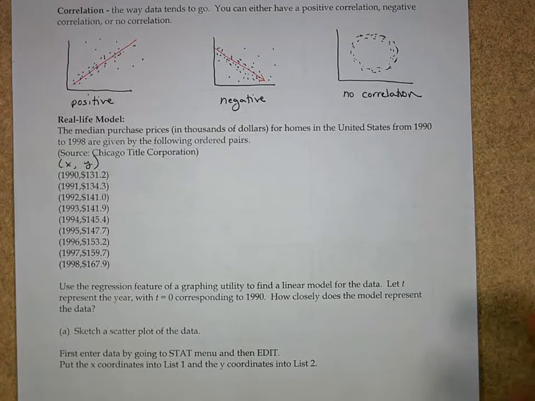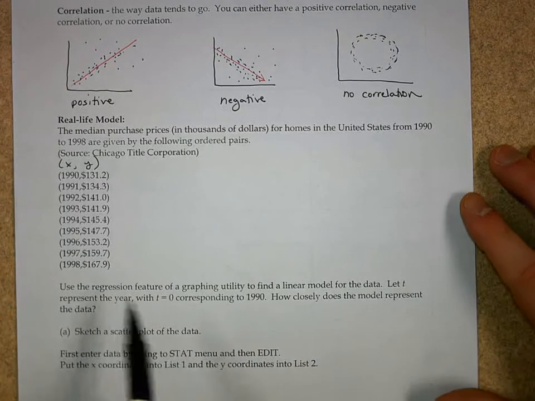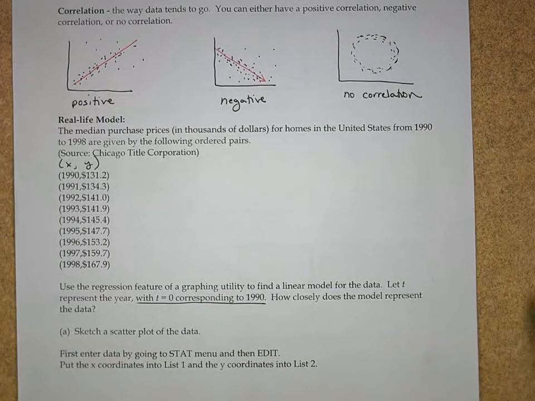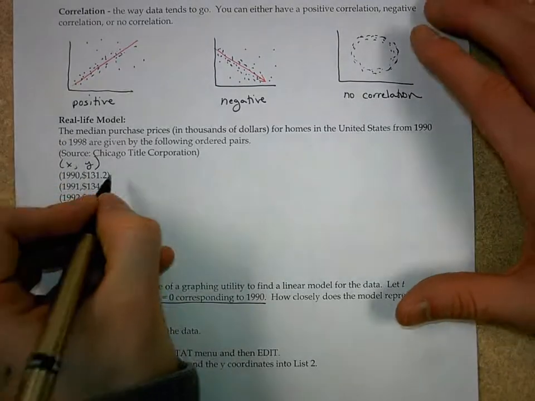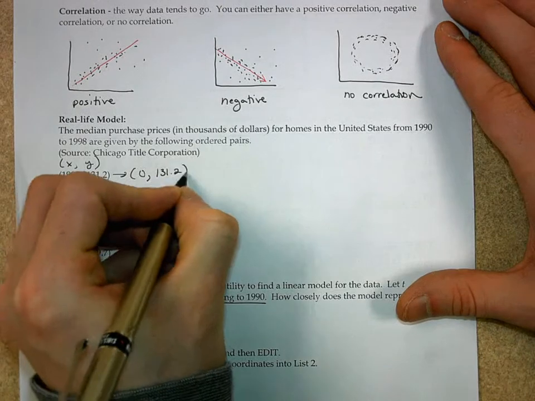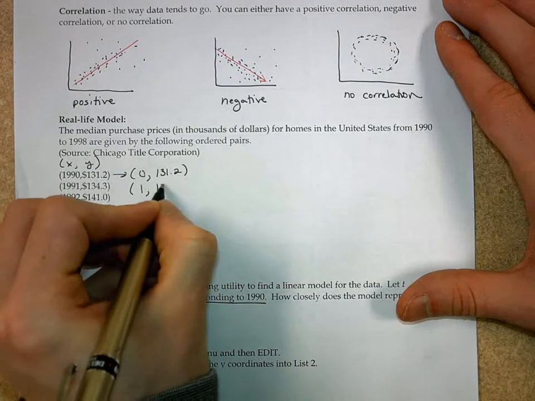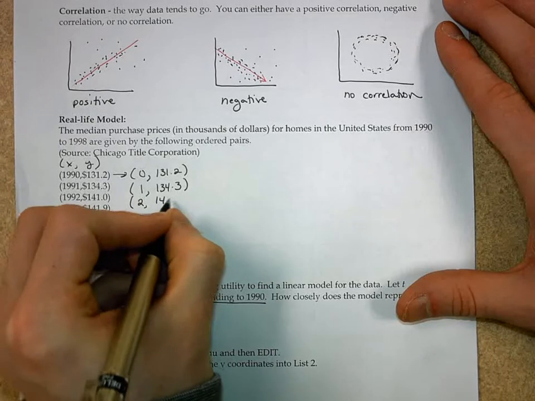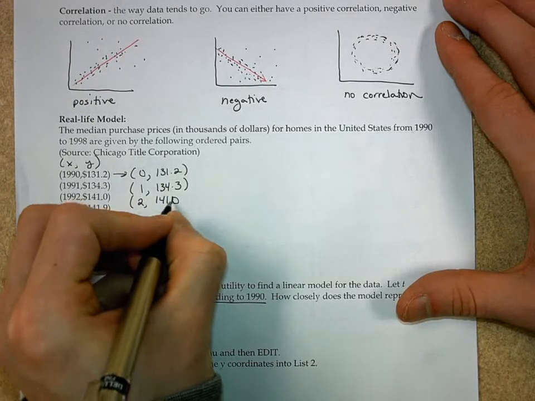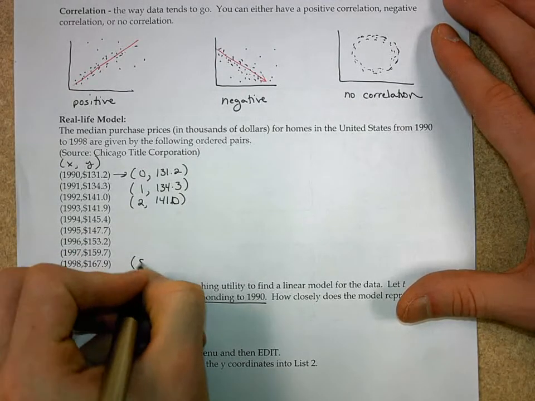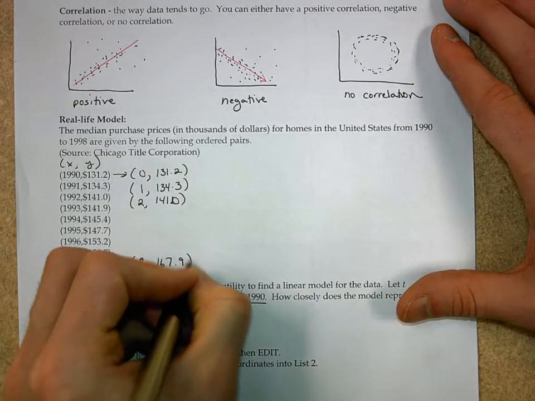So what we're going to do, and it sort of is alluded to down here, we're going to set the time equaling to 1990, or my x value being 1990. So when I put this into the calculator, this is going to be 0, 131.2. This will be 1, 134.3. This will be 2, 141.0, and so forth, all the way down to 8, 167.9.